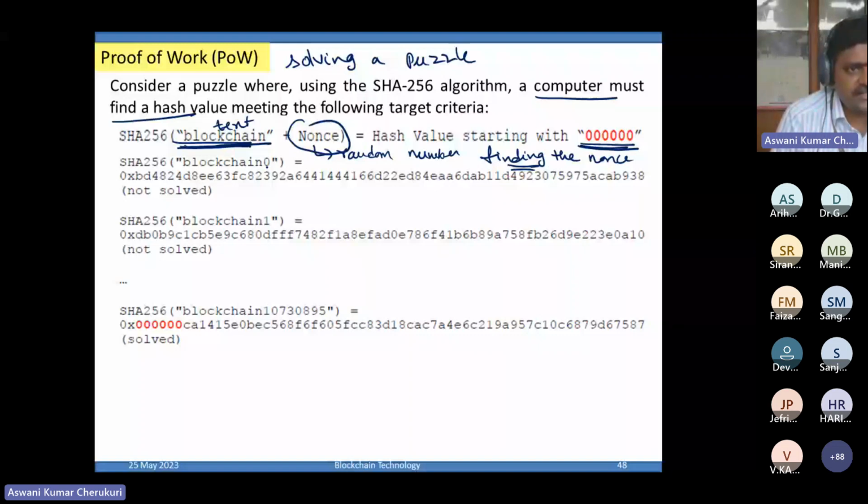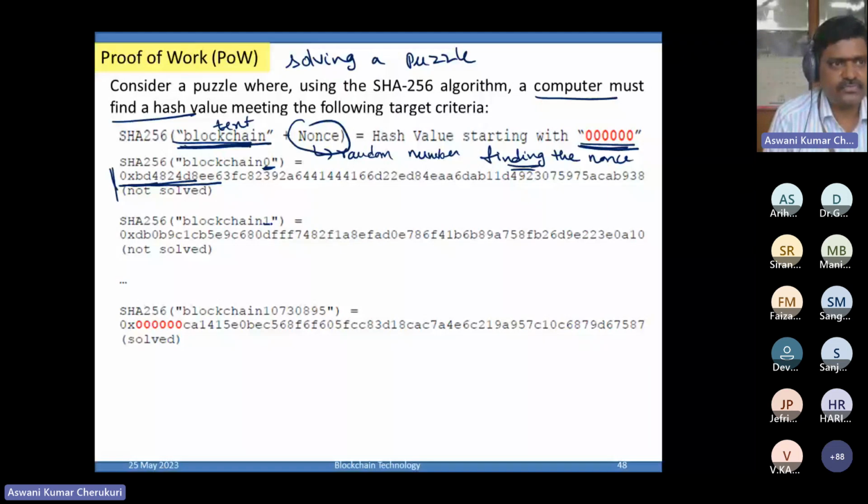Blockchain, and imagine the nonce is 0. What is the hash that comes? This is the hash value. So blockchain, nonce value, that means random number, is 0. The hash value created with the help of the SHA-256 algorithm is this. Look at this hash value. Does it contain the initial bits as zeros? Certainly not.